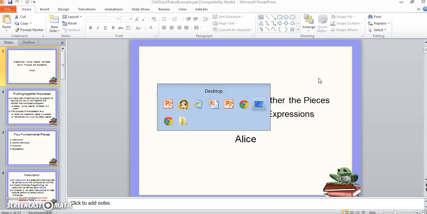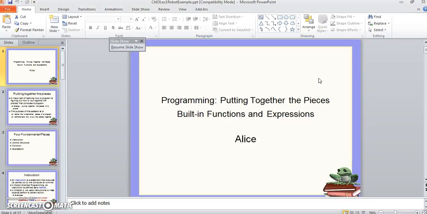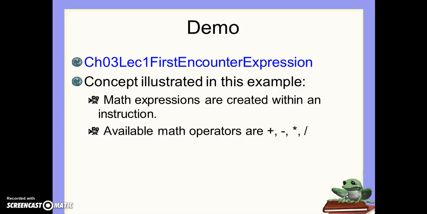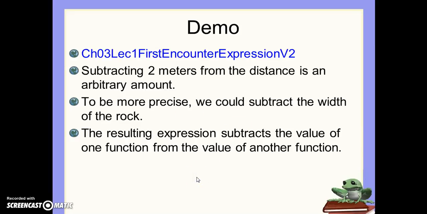Get back to where we were. Okay. Well, now we have another issue. So the best thing to do is, if we take version 2, we're going to subtract 2 meters from the distance in an arbitrary amount.